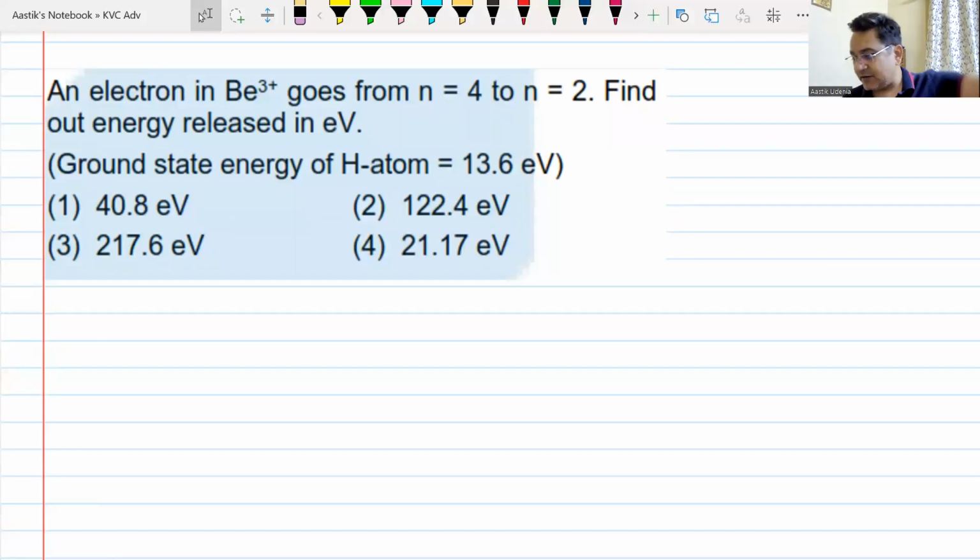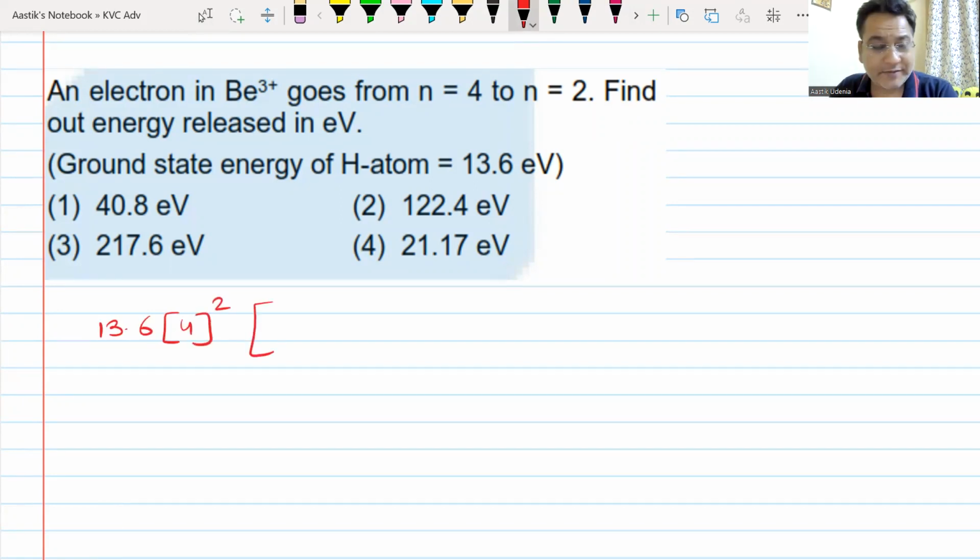Option 1, sir. Thank God, it is the correct answer. So the way is 3.6 into Z square. What is the Z of beryllium? 4. 1 by n1 square minus 1 by n2 square. n1 is 2, so 1 by 2 square is 1 by 4, minus 1 by 4 square, which is 1 by 16.